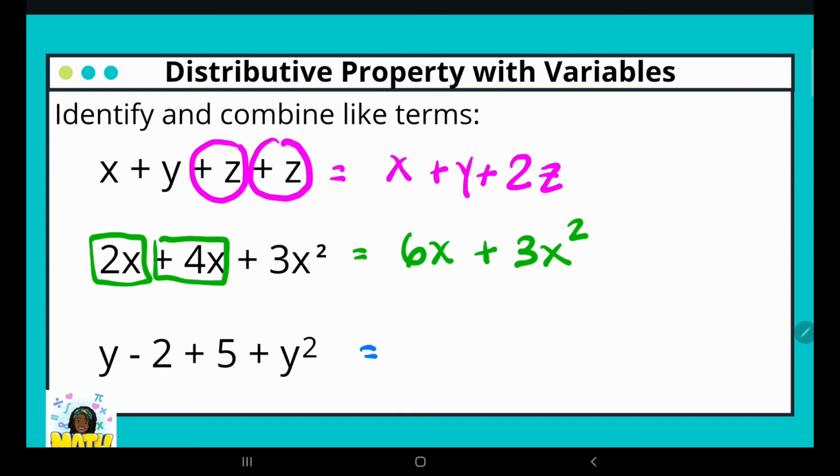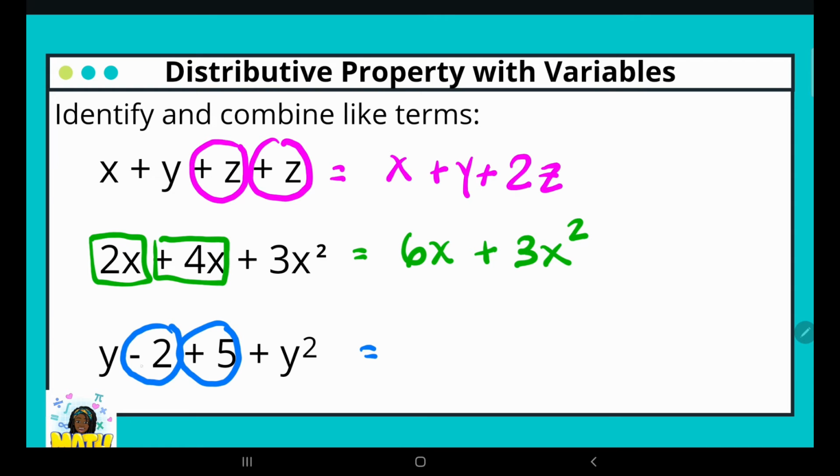So in my previous definition, it said that constants were like terms. Remember I talked about needing to circle the sign with the number? So this is a -2, and this is a +5. Now my y's are different terms because there's an exponent here and there is none here. Okay, so now I have y minus 2 plus 5 plus y squared.